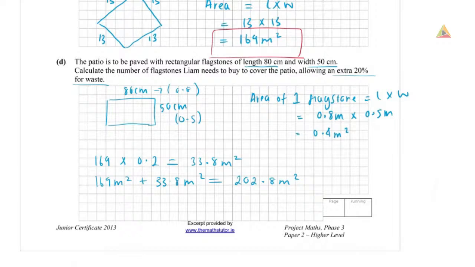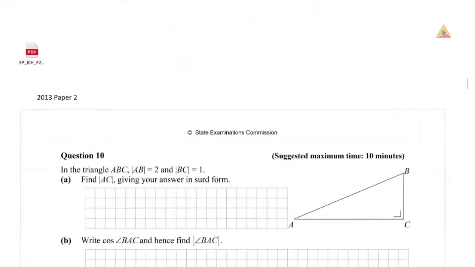We already have the area of one flagstone. We got it to be 0.4 meters squared. So the total area, 202.8 meters squared, divided by the area of one flagstone, 0.4 meters squared, will give us the number of flagstones that we need. Plug that into the calculator, you get 507 flagstones. So that's it for that question. Yep, so we're on to the next one now.